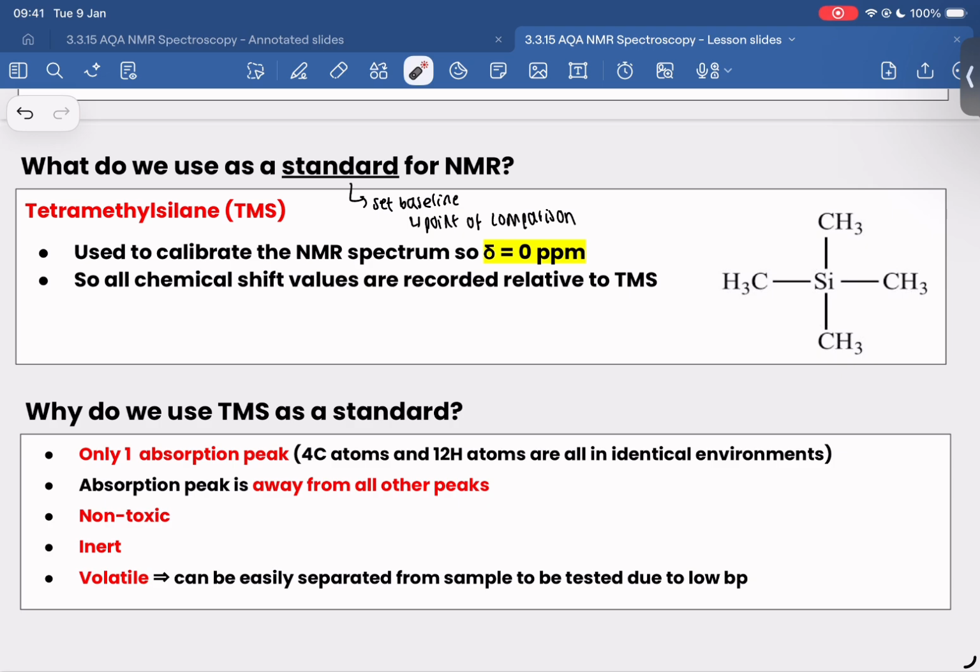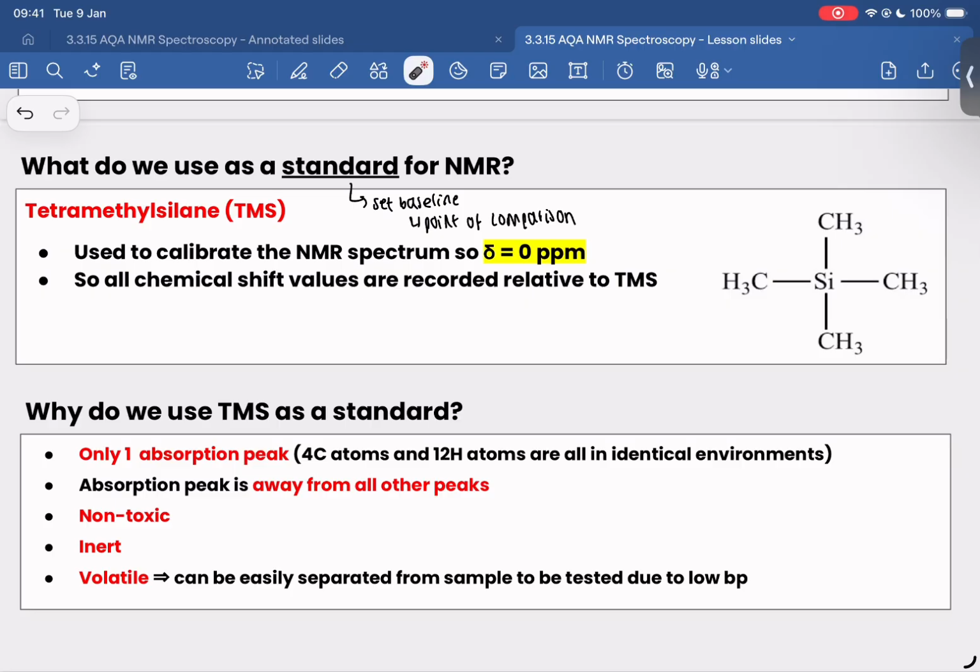Just to reiterate, we use this as a standard to calibrate the spectrum, and so it only produces 1 peak, and it produces a peak at the delta 0 parts per million value, and this means that all chemical shift values are recorded relative to this TMS peak.